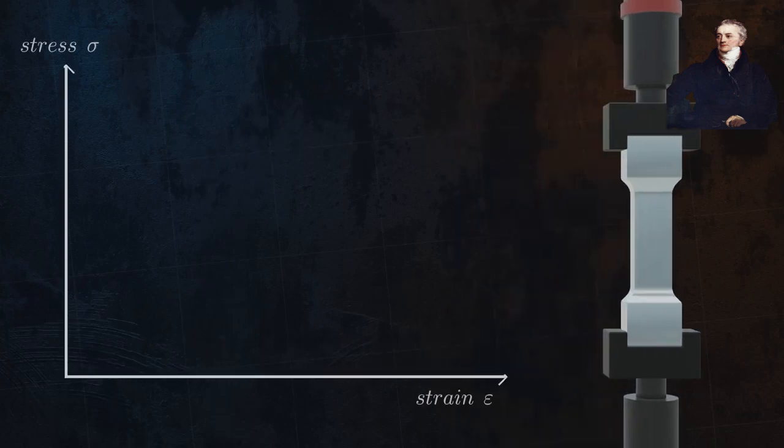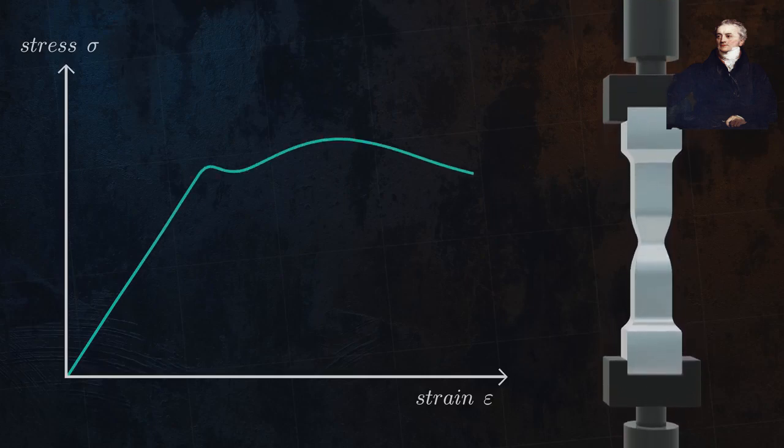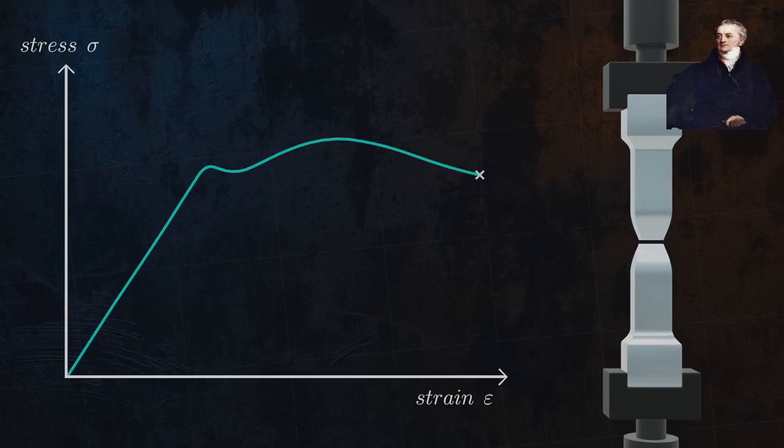The main output from the tensile test is the stress-strain curve, which describes how much the material we're testing will deform for different levels of applied stress. Watch how the stress-strain curve evolves as we perform a tensile test on our test piece, which in this case is made of steel. The test ends when the material fractures.